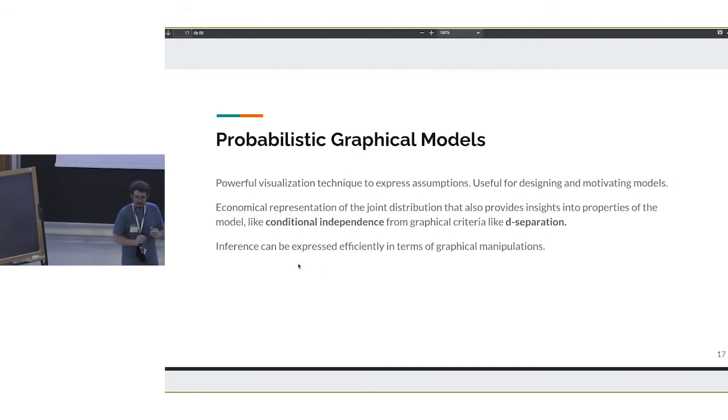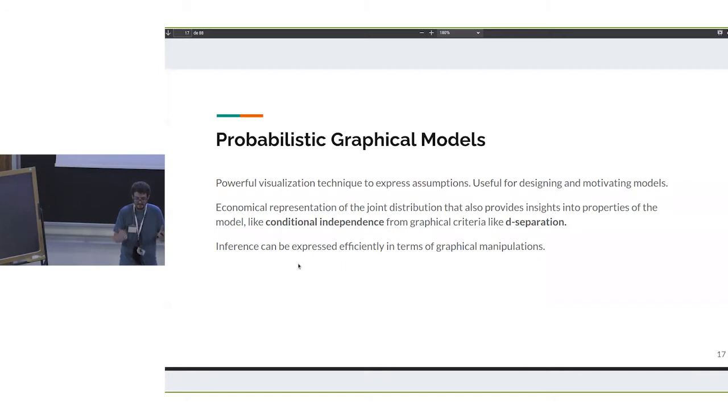There are 3 main advantages to start with for the use of graphical models. First is a very powerful visualization technique, which we should not take for granted, that is able to express assumptions and can really help in designing and motivating models. Because if we can understand it in a generative way by looking at the probabilistic model and we can modify it accordingly, then we have a very easy model building technique. There's also a very economical representation of the joint distribution. We can express everything in terms of nodes, edges, and the different connections we have.